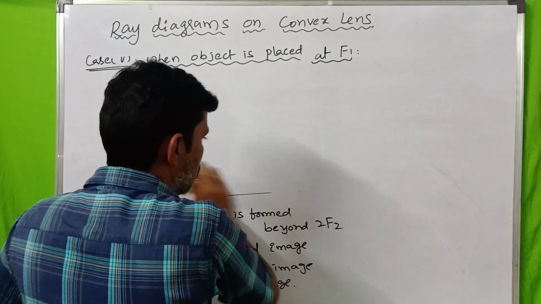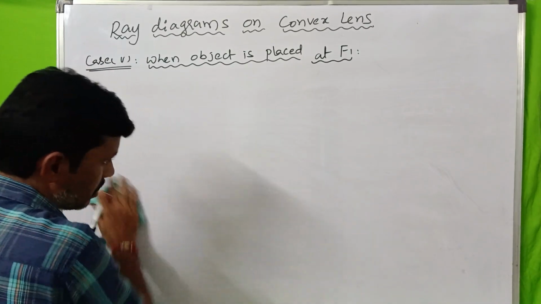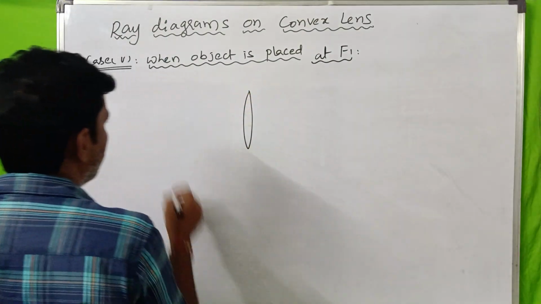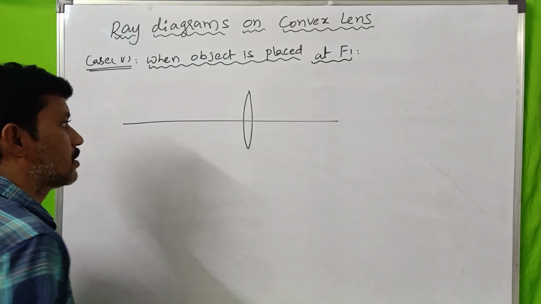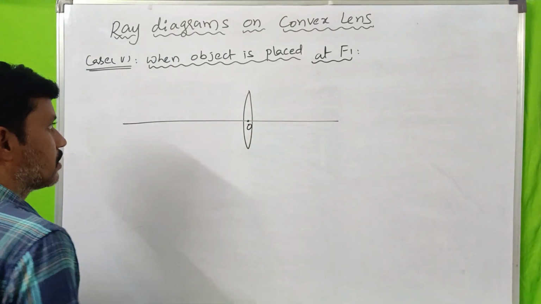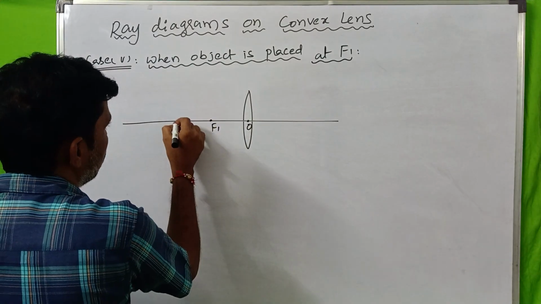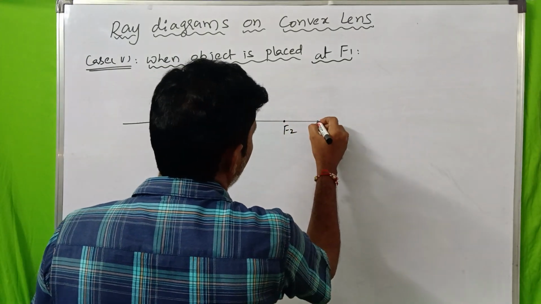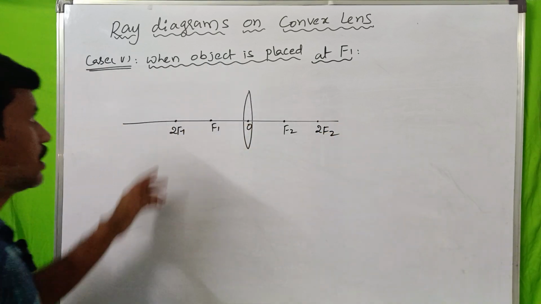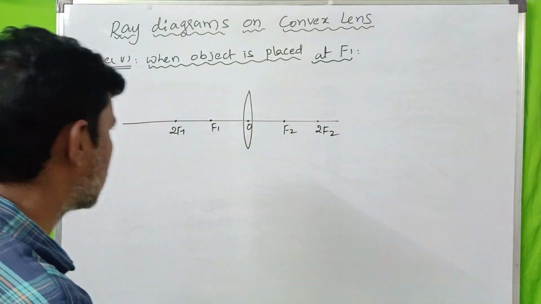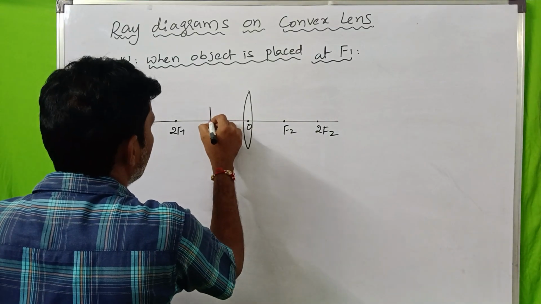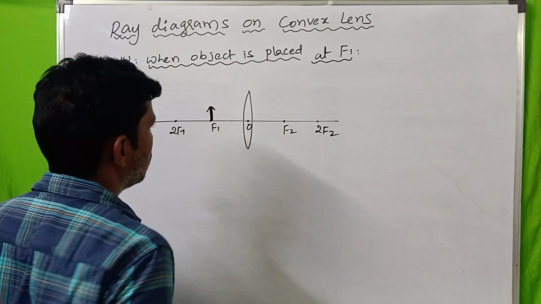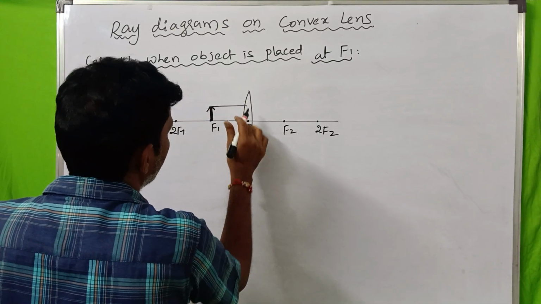Again let us take the convex lens and principal axis as usual: optic center, first focus point, first center of curvature, second focus point, second center of curvature. But the object is placed at f1, the first focus point. So let us take the object here. This is the object position. The first ray should be taken as parallel.